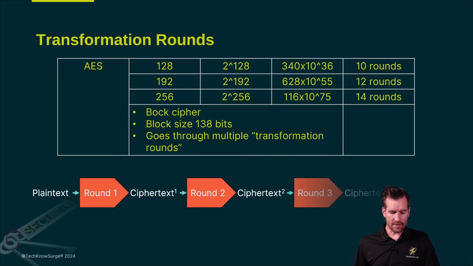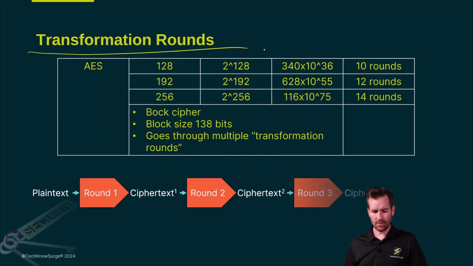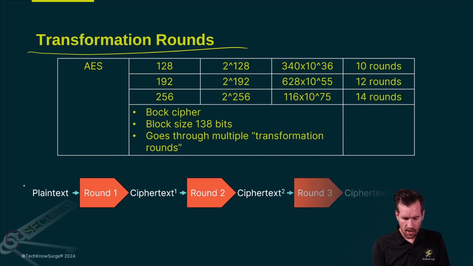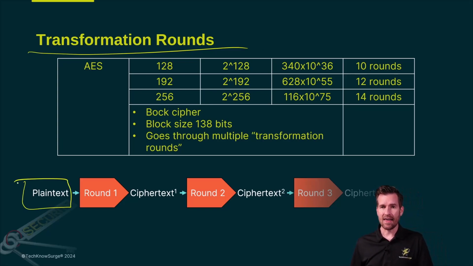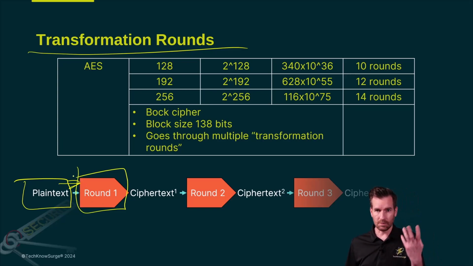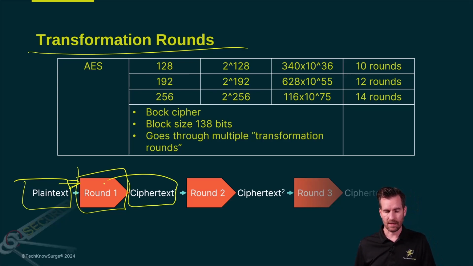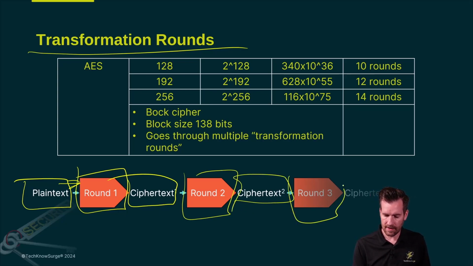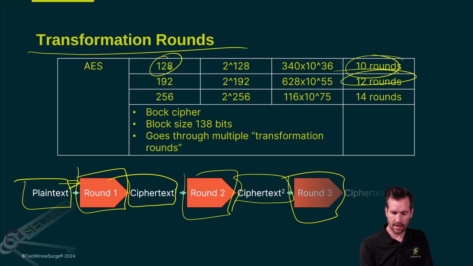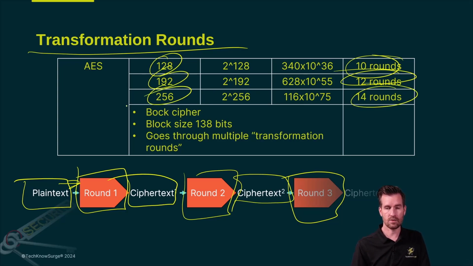And that raises the question, well, what is a transformation round then? So let's take a look at a transformation round. You would have plain text, and then you would put it into the algorithm, and it would jumble it up and encrypt it where it comes out as a ciphertext. So this is ciphertext 1. And then you would put it into it again and it would go through round 2. And then it would come out with the ciphertext after that. And then you put it in there again and it would come into round 3 and so on and so forth. So 10 rounds for 128, 12 rounds at 192, and 14 rounds at 256.